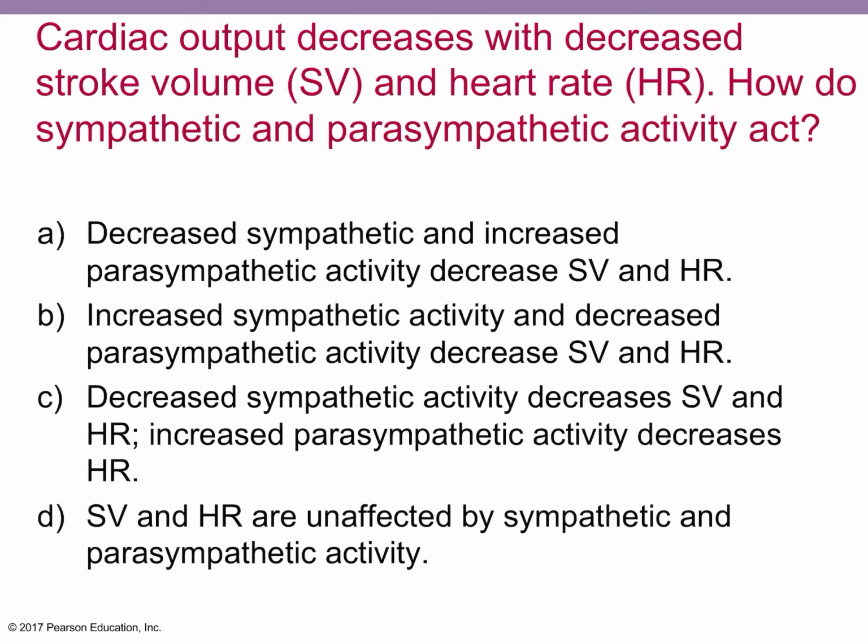Cardiac output decreases with decreased stroke volume and heart rate. How do sympathetic and parasympathetic activity act? Okay, so increased sympathetic activity and decreased parasympathetic activity will increase SV and HR. No, sorry, I have to read through this. Decreased sympathetic and increased parasympathetic will decrease SV and HR. So if you decrease your sympathetic activity and you increase your parasympathetic activity, this is going to decrease your stroke volume and it's going to decrease your heart rate.